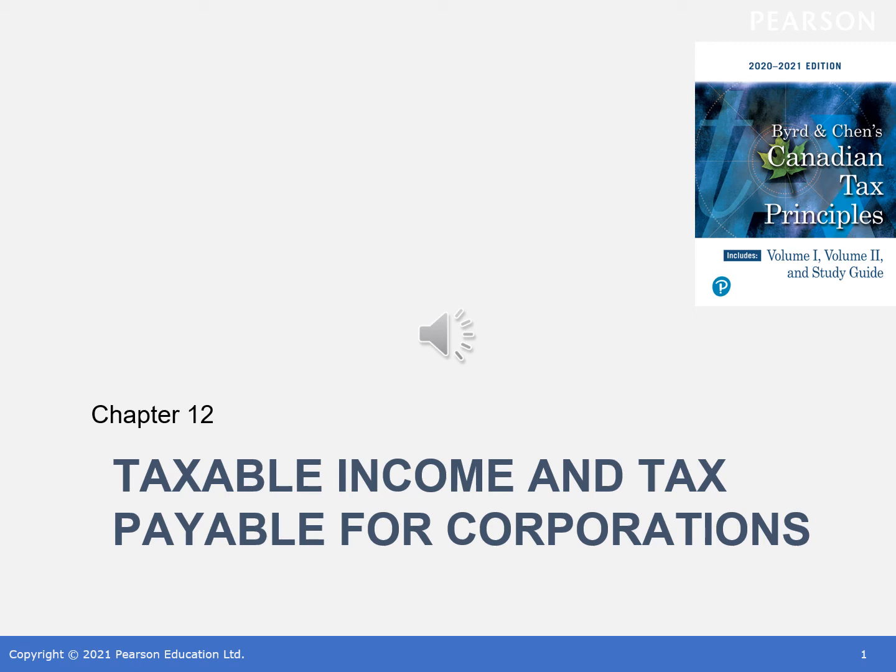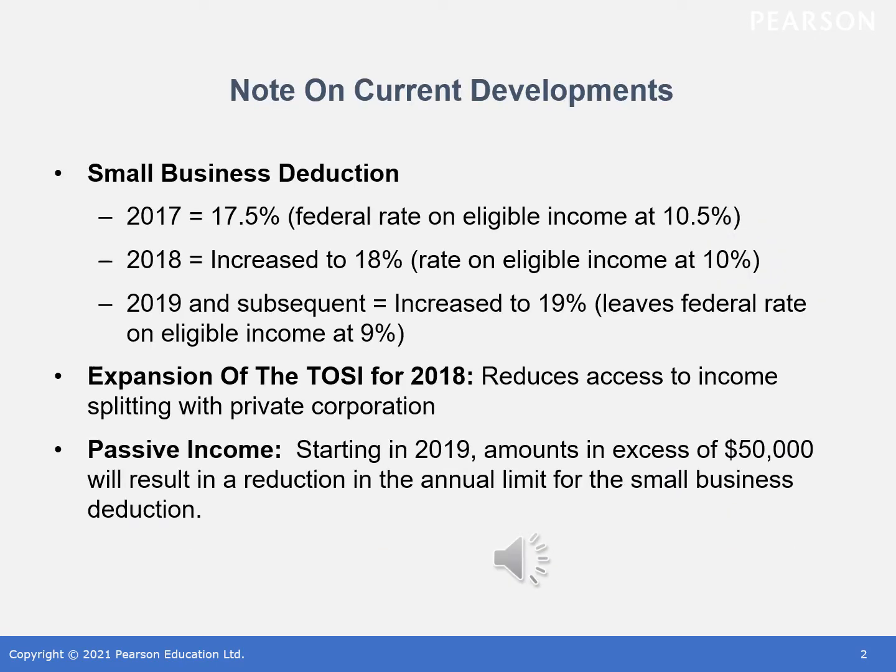Well, welcome to Chapter 12, where we'll talk a little bit about taxable income and tax payable for corporations. It's important to note that there's a small business deduction that the government implemented that reduced the effective federal tax rate on eligible income from 11% historically to 10.5% and then eventually down to 10%. And more recently it has been reduced to 9%.